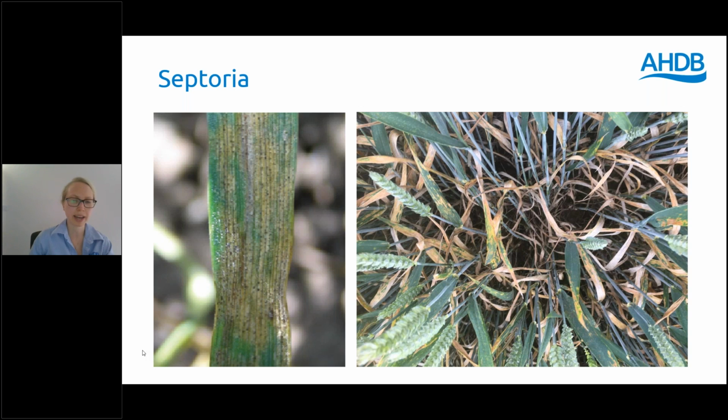So this is Septoria, and it has the characteristic black pycnidia, which are the black dots here. So you should only assess the disease as Septoria if you can see these pycnidia on the leaf. So pick a few leaves and check that what you're seeing is Septoria. Next slide, please.